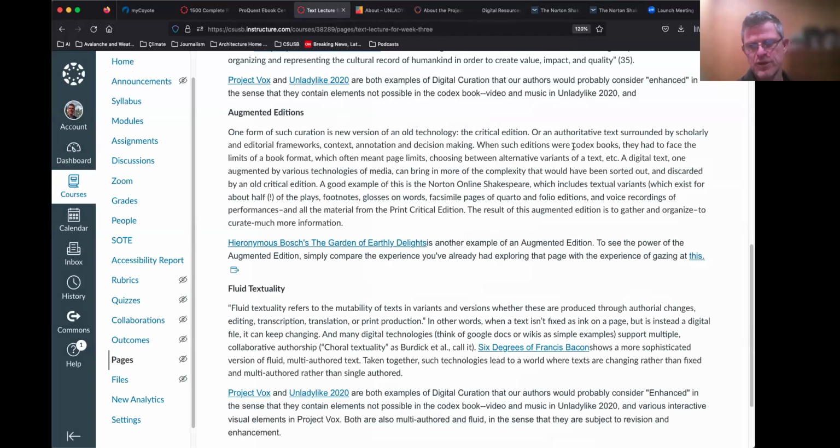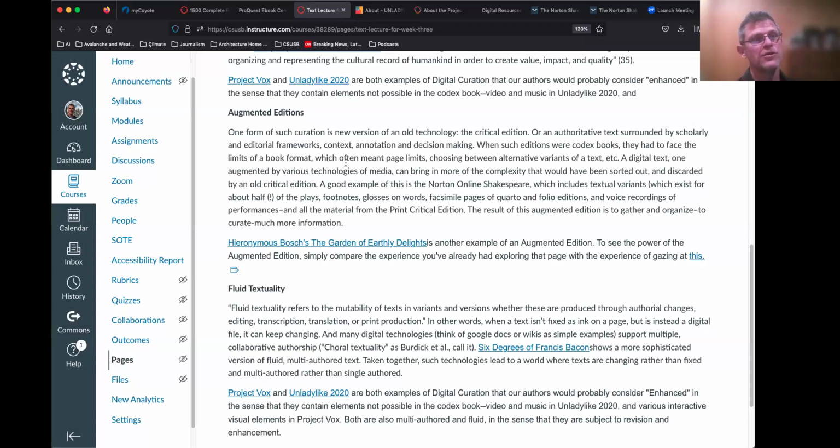We usually think of critical editions as codex books, and they had to face the limits of the book format: page limits, choosing between how many variants to give you. There certainly wasn't going to be any video or voice or links to performances of plays. And the whole thing is just limited by size.